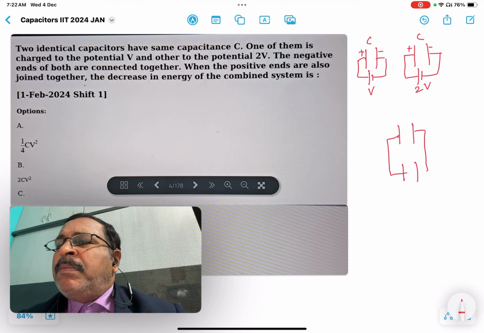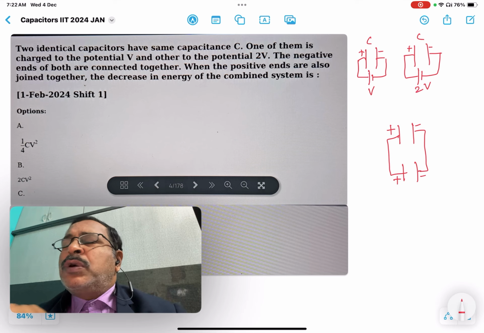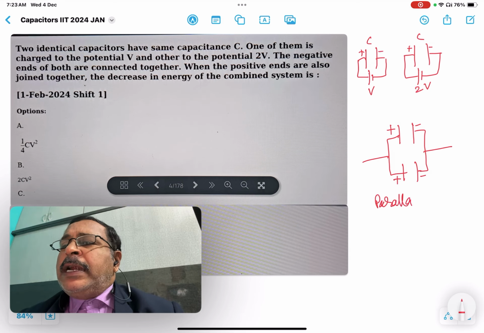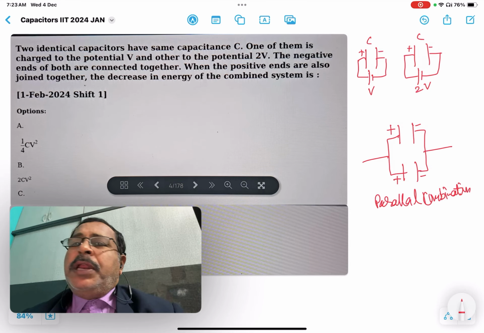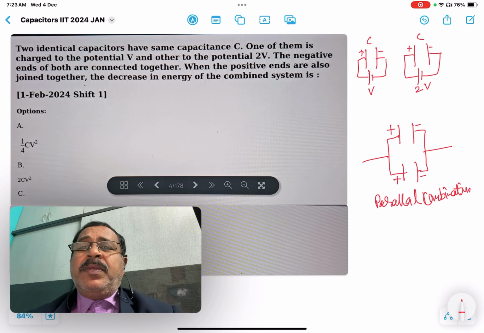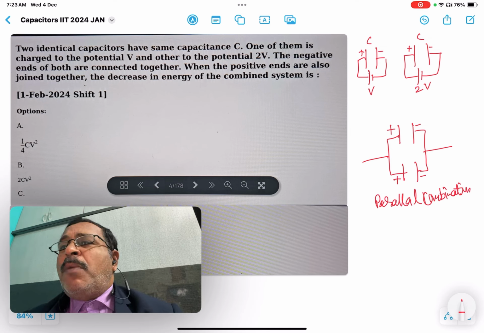See, my dear IIT students, their positive terminals are connected together and negative terminals are also connected together. We get a new device, that is parallel combination. If we connect like this, it is called a parallel combination. So in parallel combination, they are asking the decrease in the energy. Decrease in the energy. So this is before combination, this is after combination, okay?